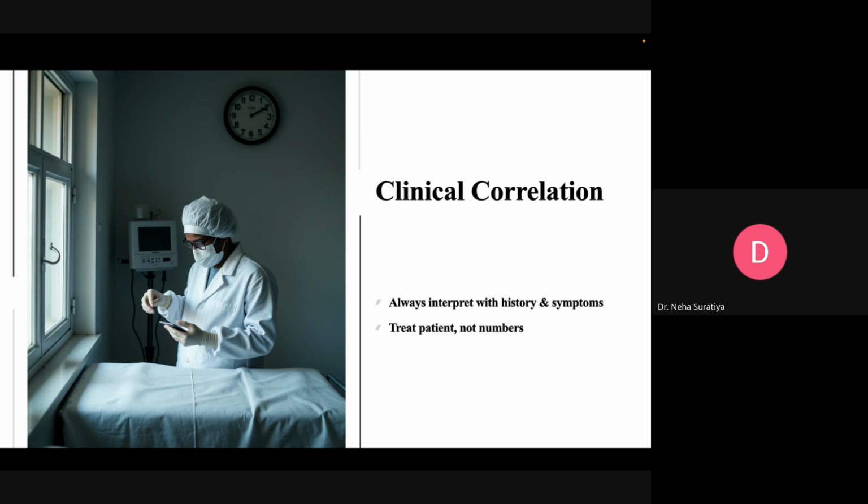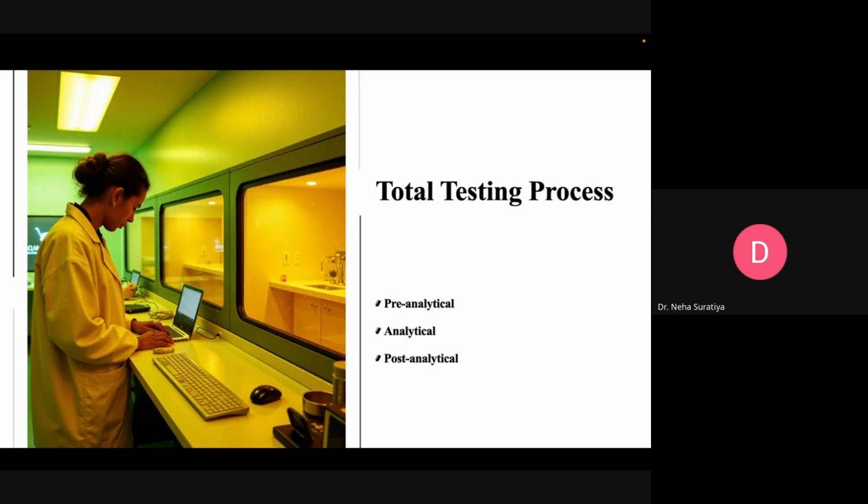Okay, so I will be giving you some very good examples to understand this clinical correlation in our upcoming modules. Now, you need to understand one very basic thing, that is the total testing process first, because this is the foundation. You must be aware of the base.